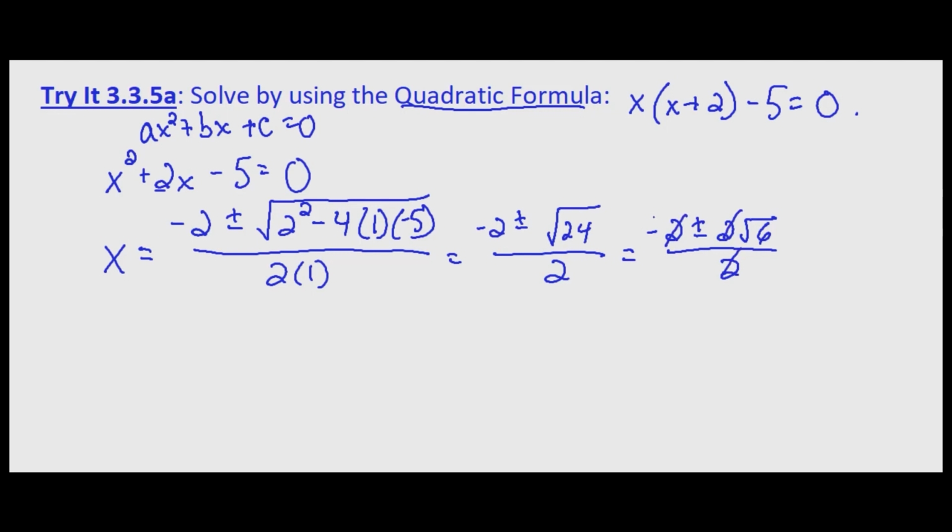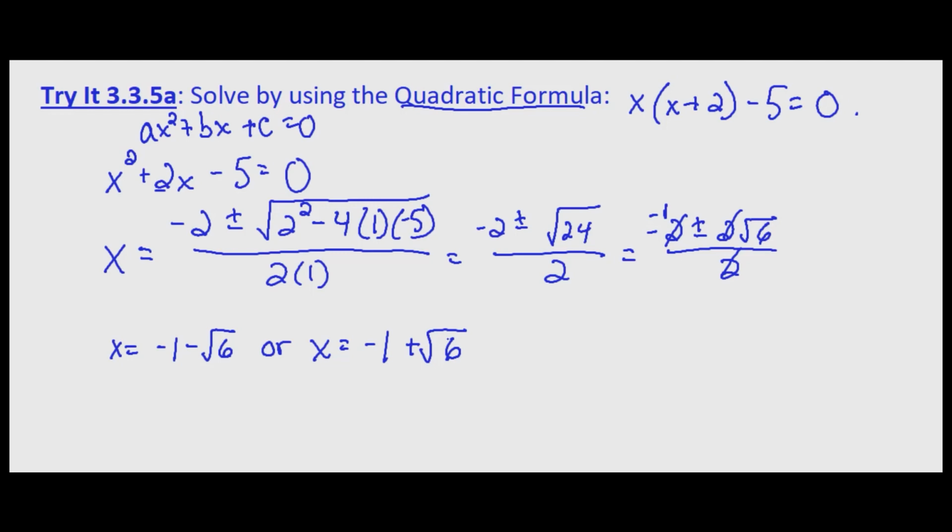Now all of the 2's will cancel, and we're left with negative 1 plus or minus the square root of 6. So x equals negative 1 minus the square root of 6, or x equals negative 1 plus the square root of 6.